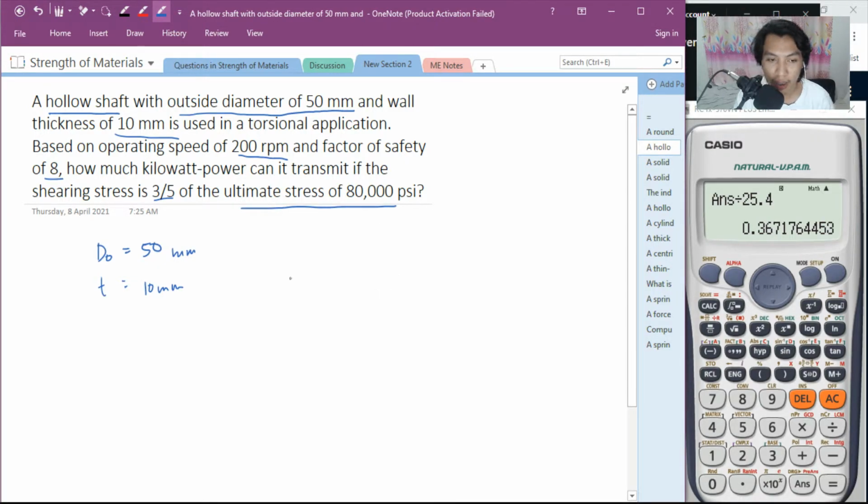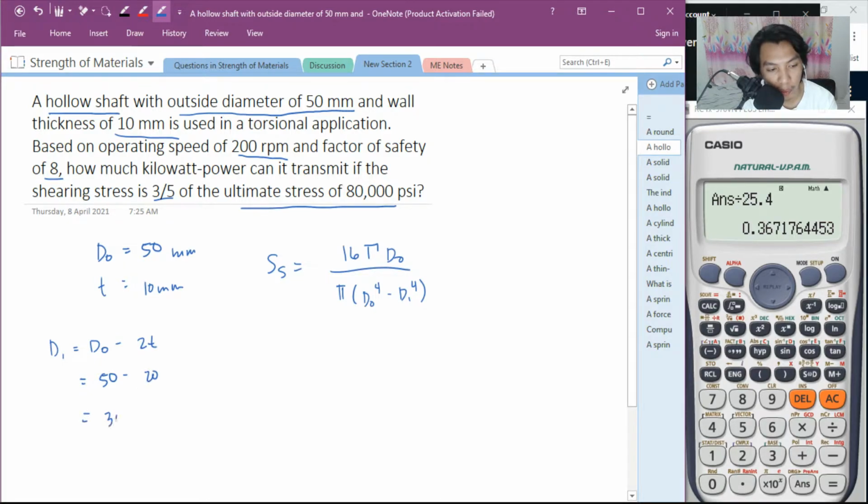Ngayon, di ba ang SS is 16T over pi D cube? Kaya lang this is hollow. 16TDO over pi, DO to the fourth minus DI to the fourth. Ang problema, wala kang DI. Dissolve mo yung DI mo muna. DI is equal to DO minus 2T. Yan, ganyan lang. Di 50 minus 20. DI will be equal to 30 mm.